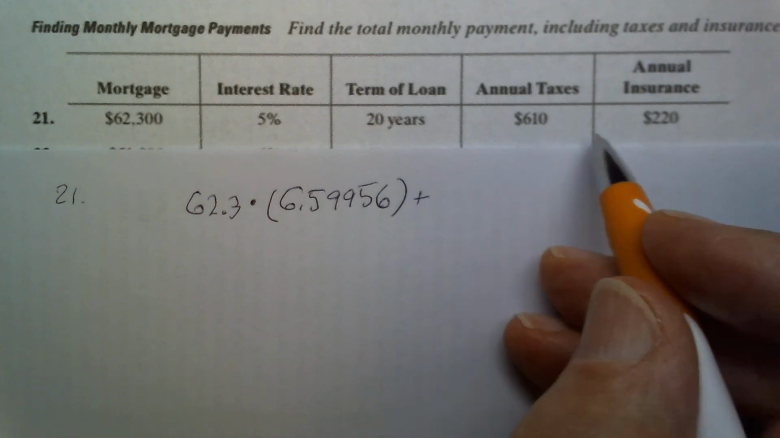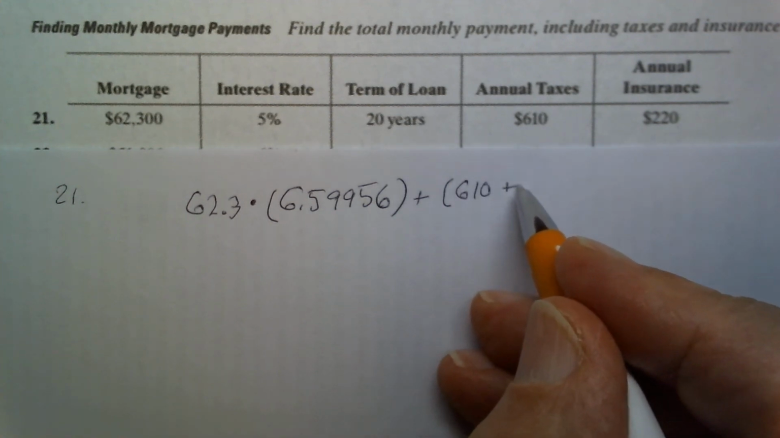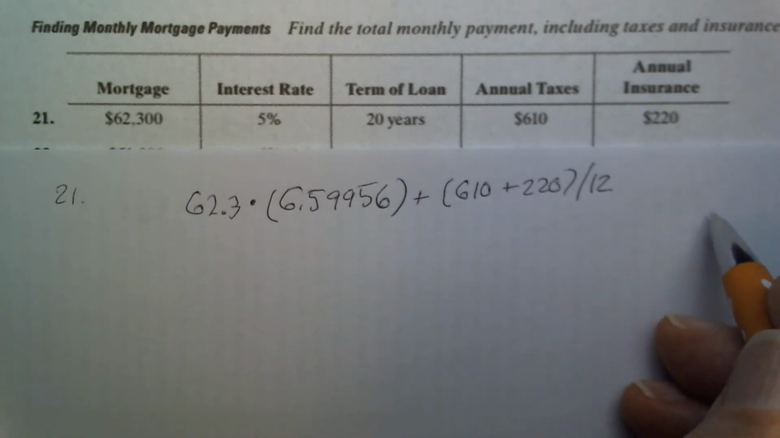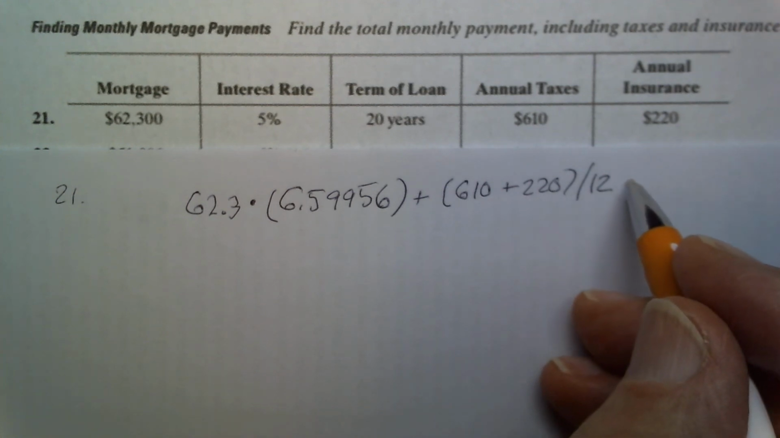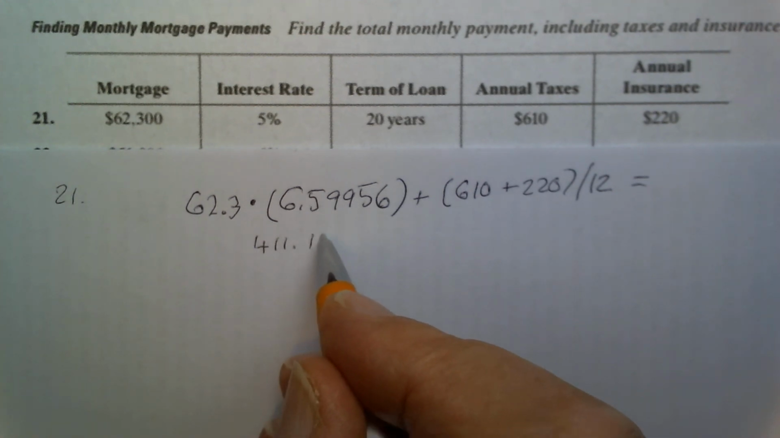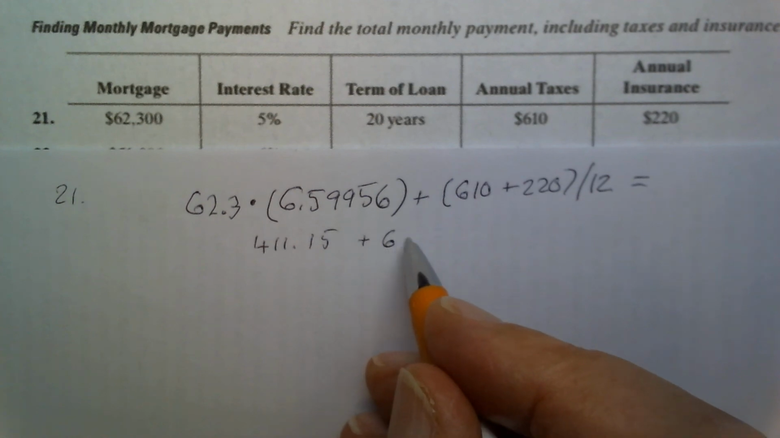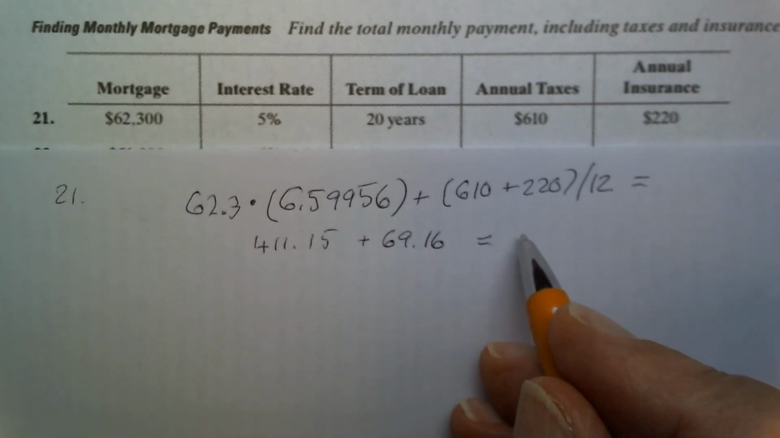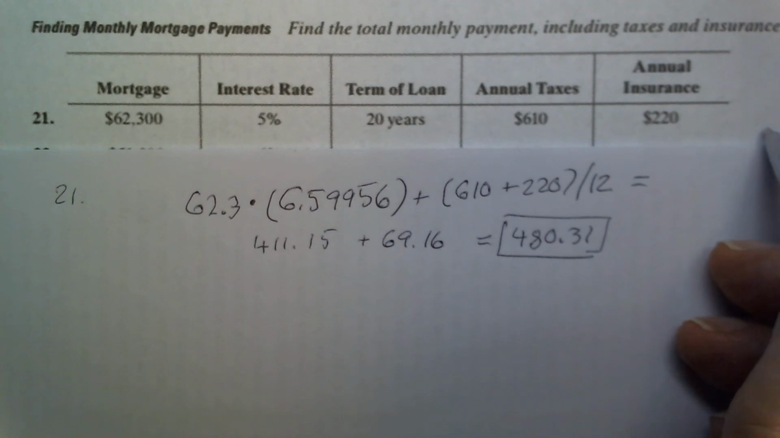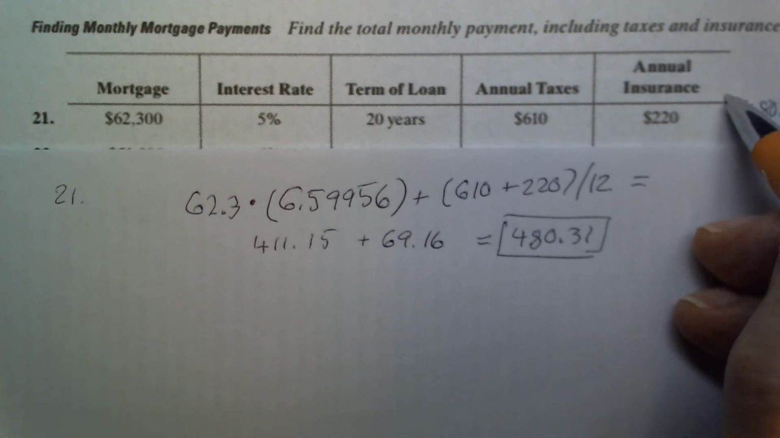So that's the regular payment, plus we have annual taxes and annual insurance. So that means we add 610 and 220 and divide it by 12. And so that's equal to $411.15 plus $69.16 for a total of $480.31. So the answer here would be $480.31. That would be the total amount.